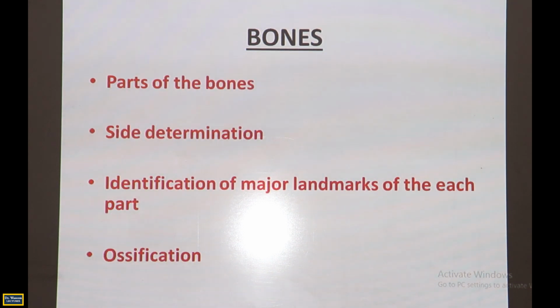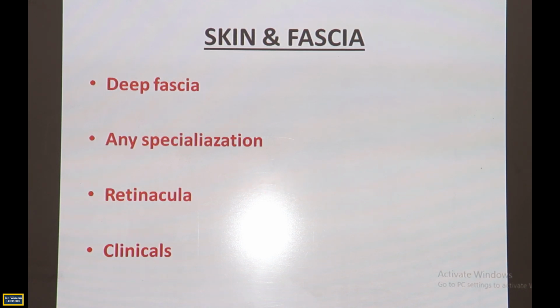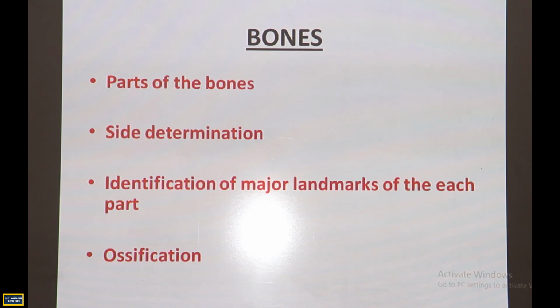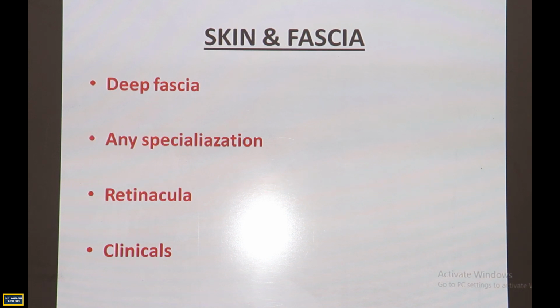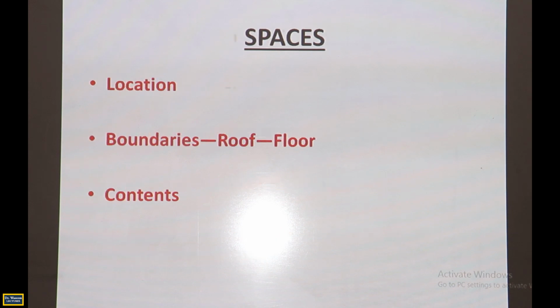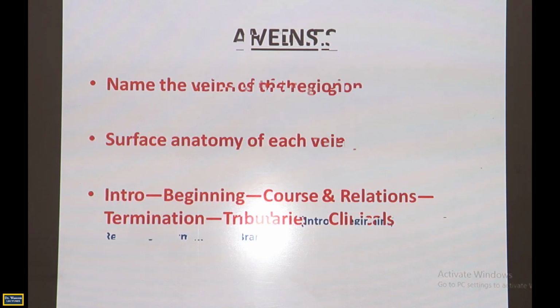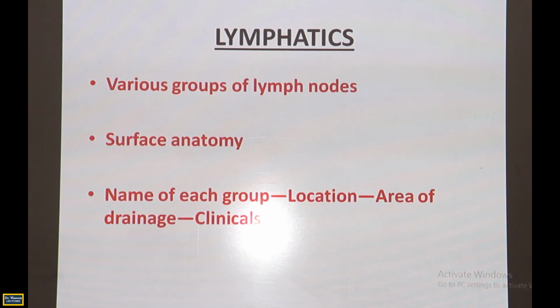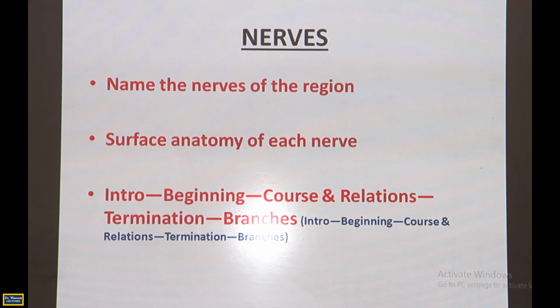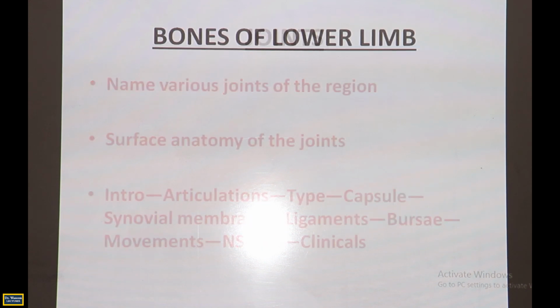Now, for example, if you are going into the bones, you take up the bones one by one. I told you how you will have to deal with the bones, and we will tell you. Skin and fascia you will take, muscles also, spaces, arteries, veins, lymphatics, nerves, and then the joints.